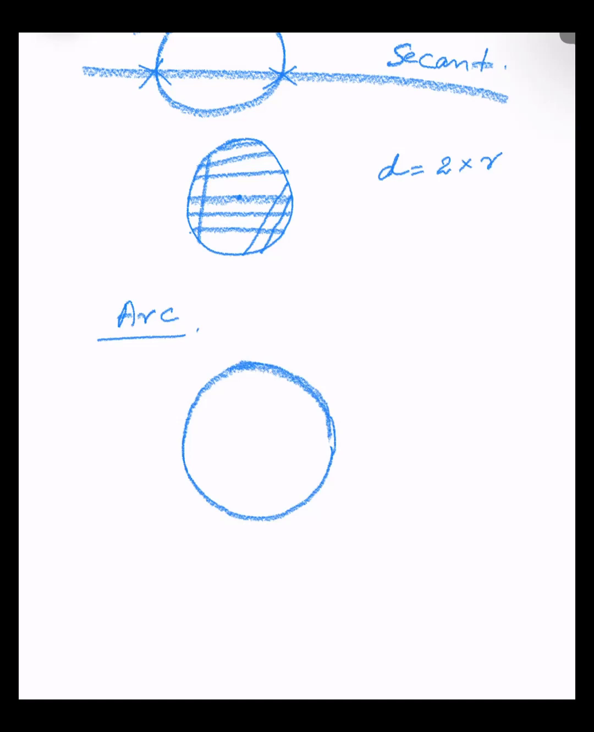Now, arc means it's actually part of the circle. For example, I'm just marking 2 points, A and B. So this is called arc AB. This is how you write it. Arc AB means that it is part of the circumference of the circle, between any 2 points on the circle.